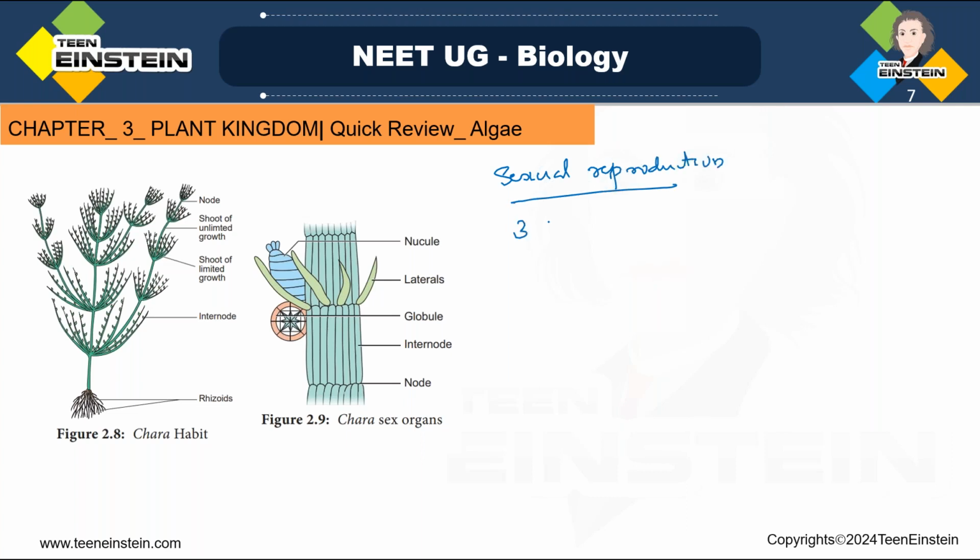Sexual reproduction has three types: isogamous, anisogamous, and oogamous. For isogamous, we need to give examples: Chlamydomonas debaryanum, Ulothrix, Spirogyra, Cladophora. All these have isogamous reproduction. Then anisogamous: Chlamydomonas braunii.